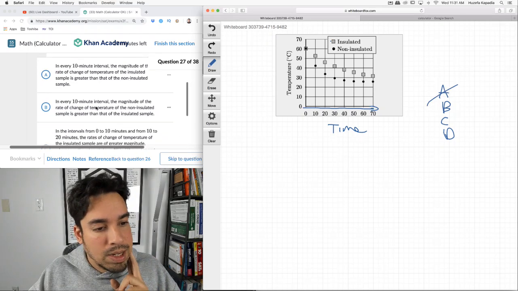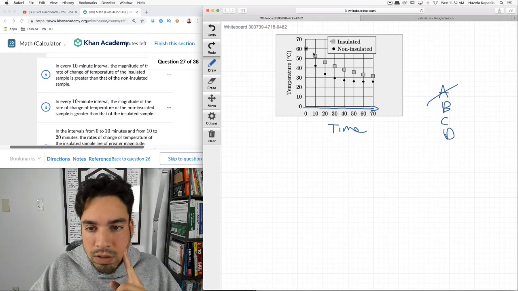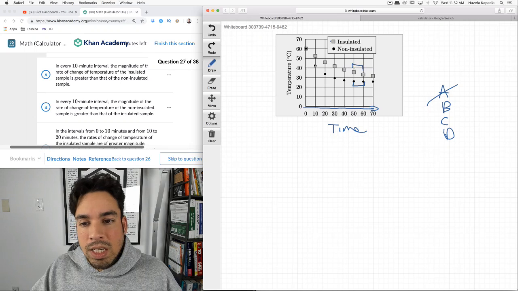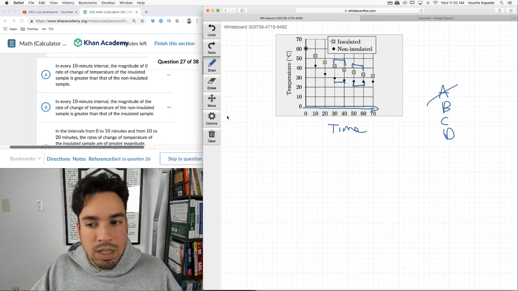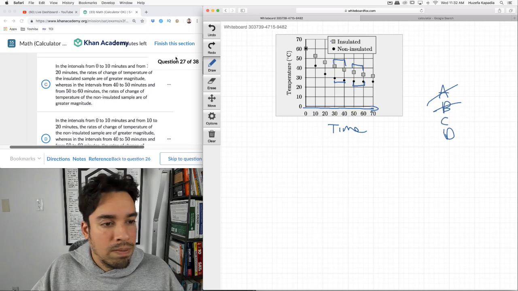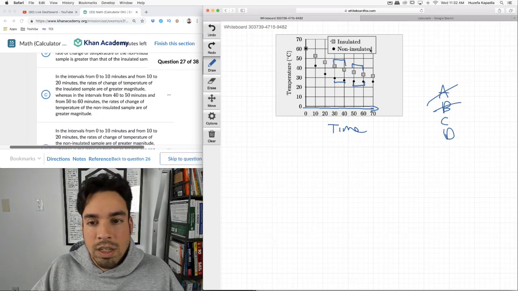B, in every 10-minute interval, the magnitude of the non-insulated is greater. So yes, that's true there. Here they look about the same. And look, here that's not true. Look, it almost doesn't change at all here. This one definitely changes more. So that's true maybe at the beginning, but then it's not true. Then this probably changes less than this already. So we can see that B is out too, down to C or D. In the intervals from 0 to 10, rates of change of the insulated are greater.